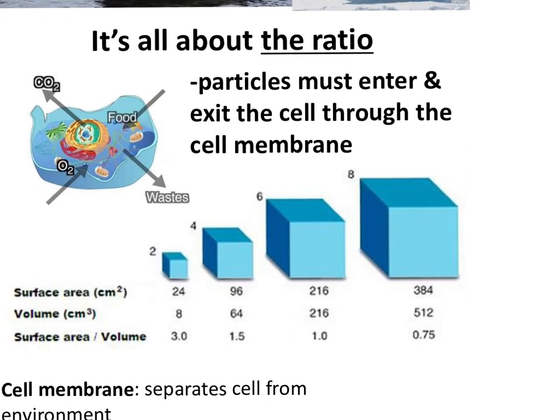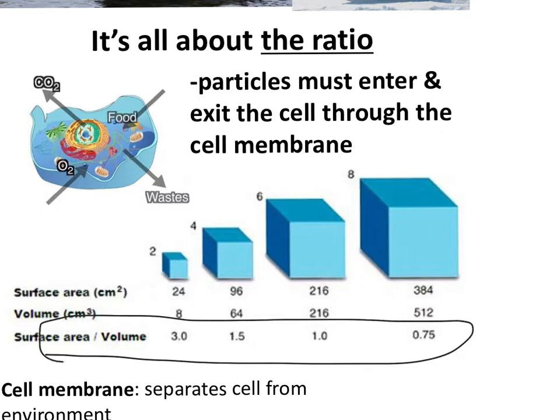So to conclude, surface area to volume is all about the ratio. It's not just a huge cell is best. It matters how much is on the outside of the cell versus how much is on the inside. So it's all about the ratio. You want to have a huge surface area compared to a small volume. So that is why we see that cells are small.